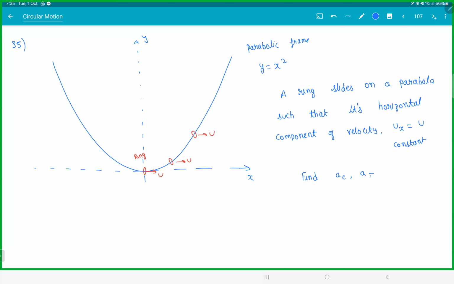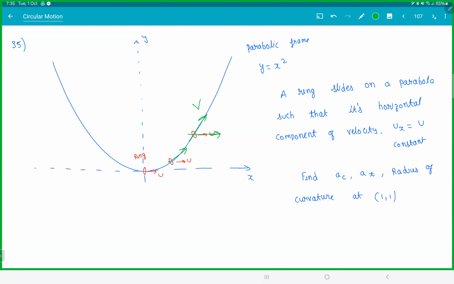a centripetal, a tangential, radius of curvature at (1, 1). Now, how it is going with constant, we don't care. There is someone else who is making it do that. That is fine. We'll not get into that part. Horizontal speed is constant. But just to give an idea, how is the ring actually going? The ring is going along the frame tangentially. That is, the horizontal component of this velocity is always constant. I hope that is clear.